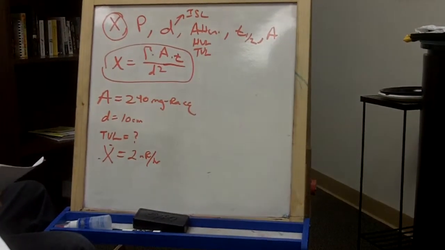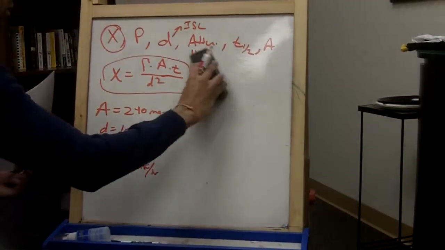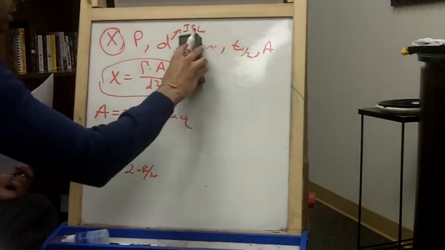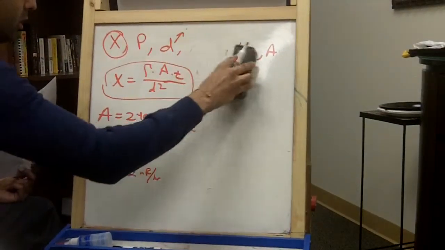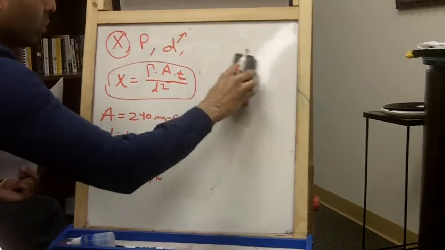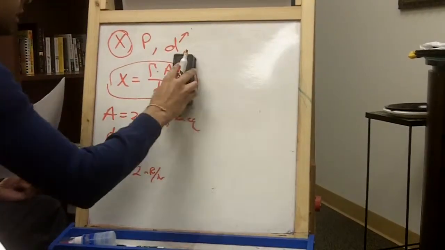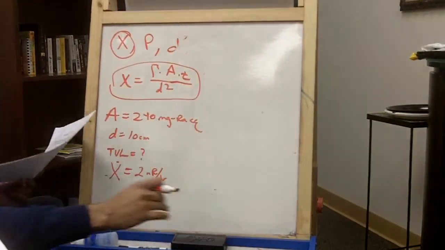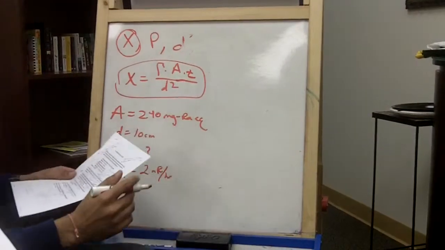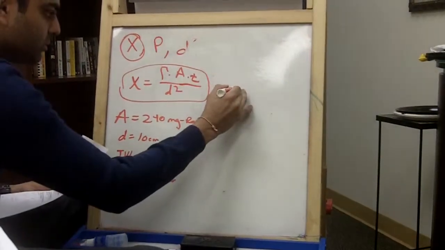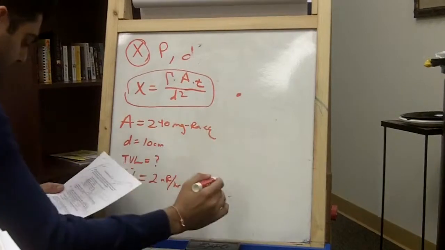So, let me draw a picture of what's going on here, because that is important in figuring out where to go. You guys have to visualize in your mind what is the setup of this problem. So we have here a source, right?